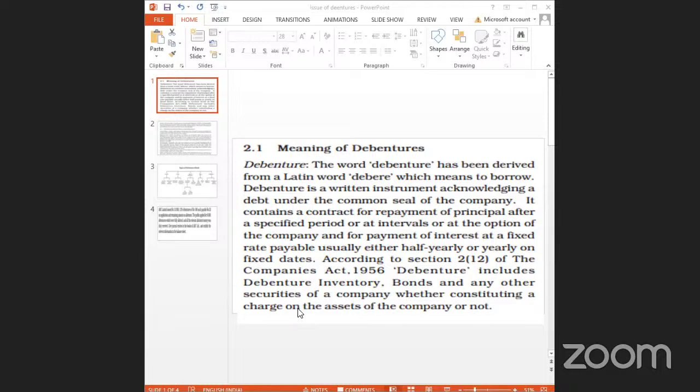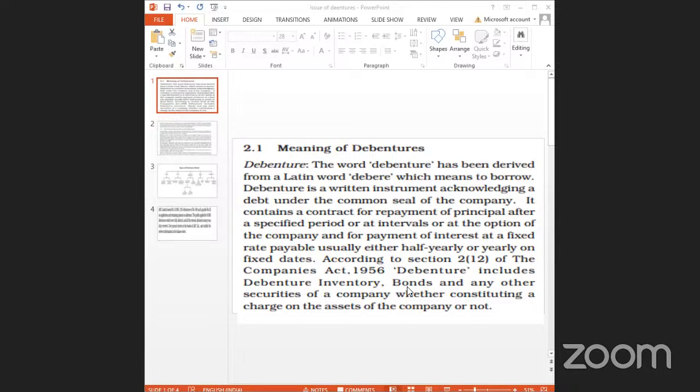Okay, so let us start with the issue of debentures chapter. This is only a theory chapter, but let me tell you, many things depend on this chapter. If you know this issue of debenture entries properly, then the entries for the redemption of debentures will become easier for you. Hardly 3 slides I'll discuss about the theory, then we'll go to journal entries.